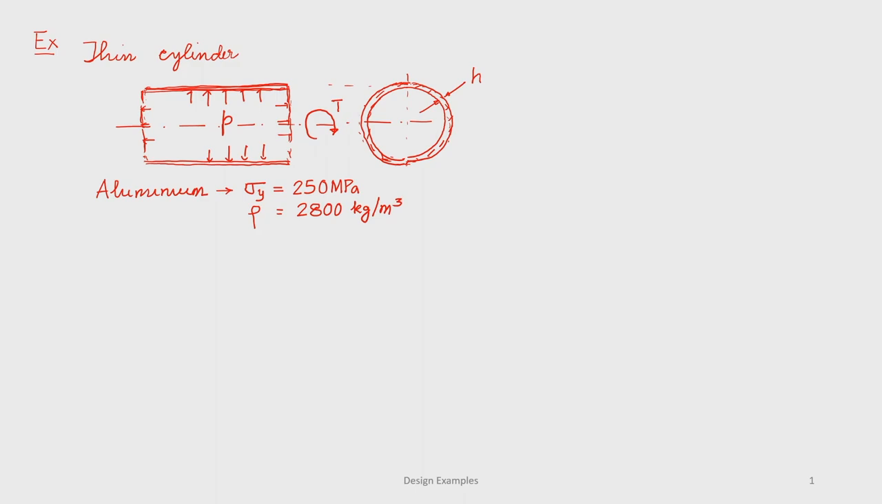Suppose the intensity of internal pressure P is 2 megapascal, and the twisting moment T is 315 kilonewton meter. Suppose the internal diameter of the cylinder is 1 meter. It is a thin cylinder, that means H is very, very small compared to D. And say it is operating at room temperature.